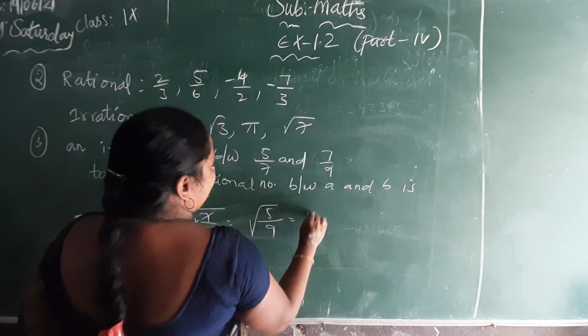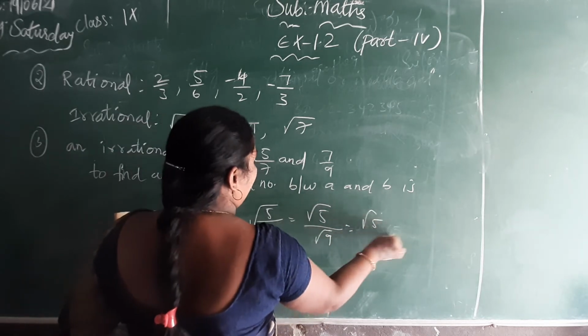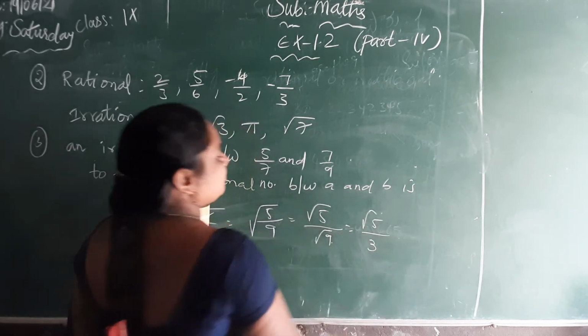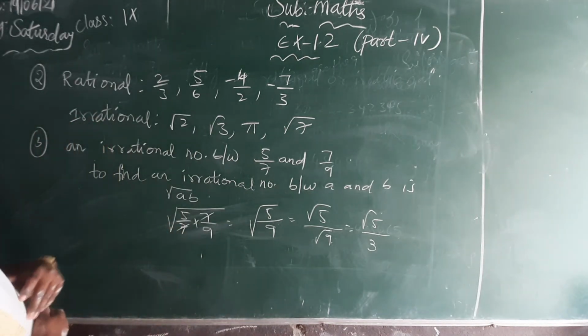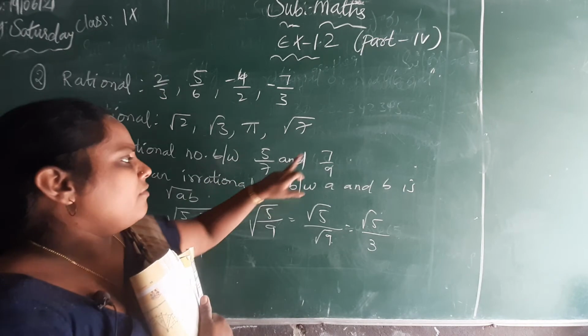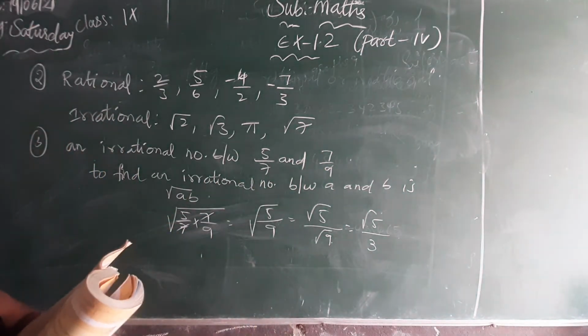Separate the root value: root 5 by root 9. Root 5 is root 5 only, and root 9 is nothing but 3. So root 5 by 3 is an irrational number which lies between 5 by 7 and 7 by 9. This is the third problem.